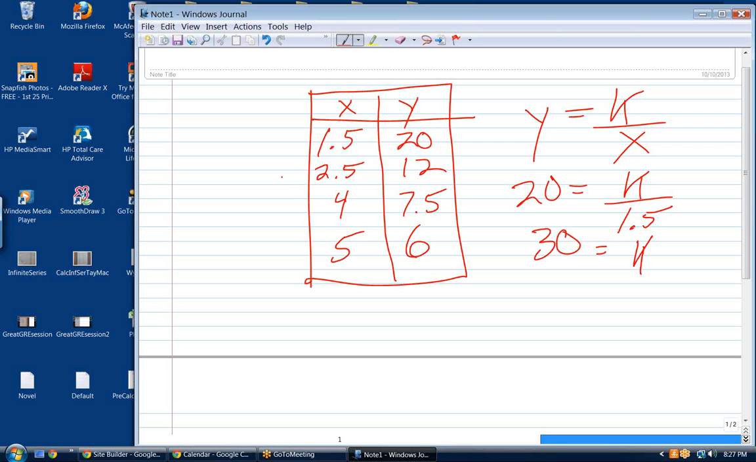Okay. Now, every other row has to match that. In other words, does y equal 30 over x for this row? So 30 divided by 2.5. It's 12. Yep. 12. So yes. How about the next one? 30 divided by 4, I believe is that. It is. Mm-hmm. Okay. And then 30 divided by 5 is 6. So yeah. So they all match, and they all have to match. If even one of them is off, then it's a neither. Right. So this one's inverse. This one is inverse. Let me find another one here.